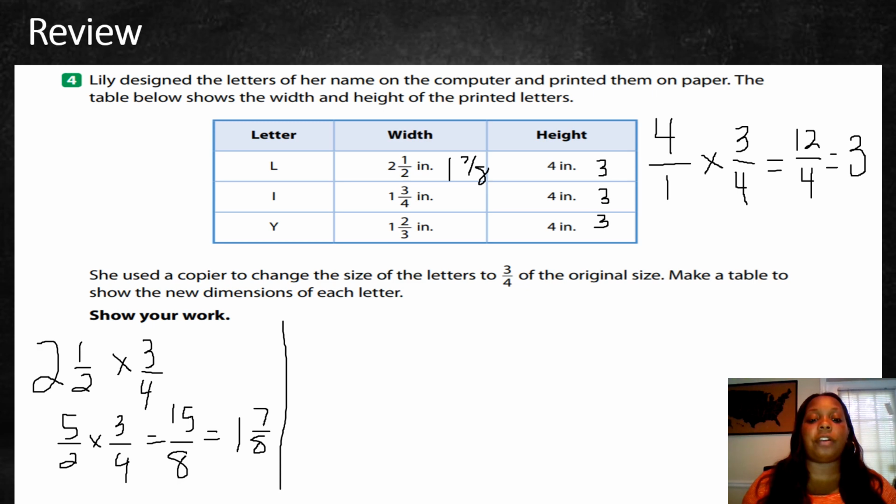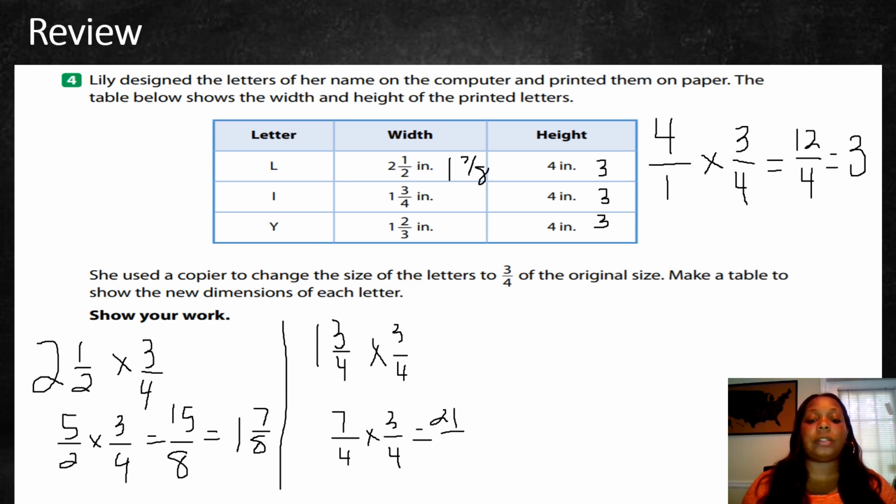We're going to do the same thing for the next problem. We have 1 3/4 times 3/4. We're going to convert our mixed number into an improper fraction. 4 times 1 is 4, plus 3 is 7. So we have 7/4 times 3/4, which gives us 21/16.